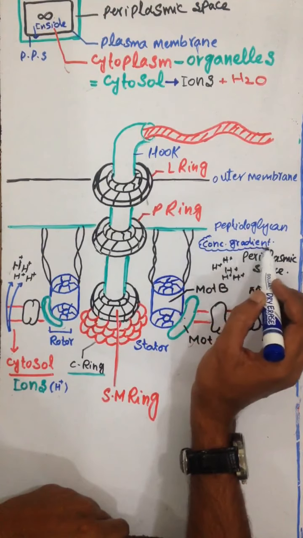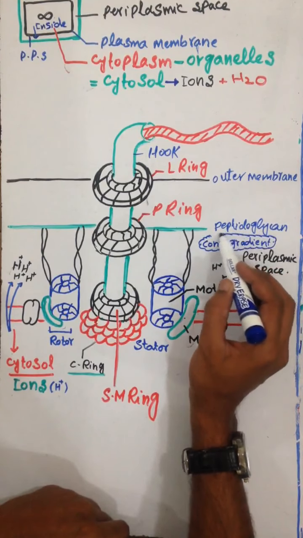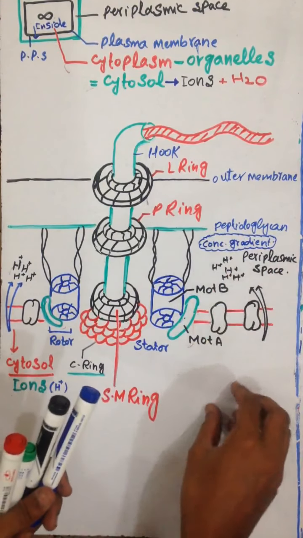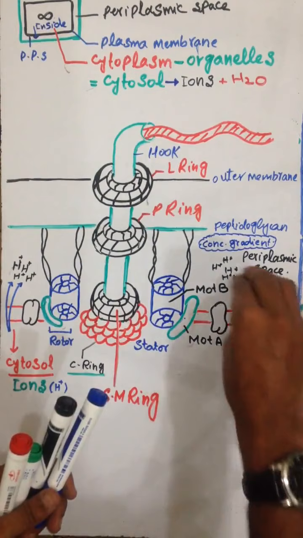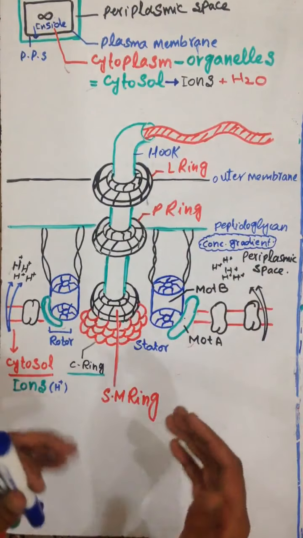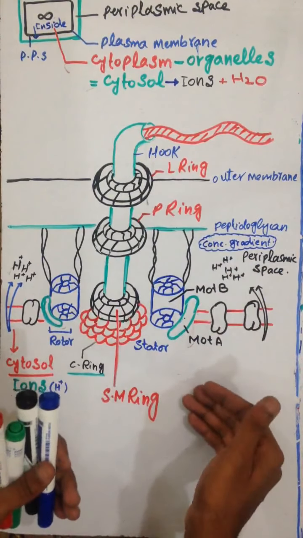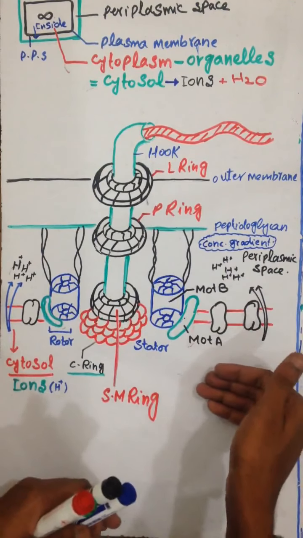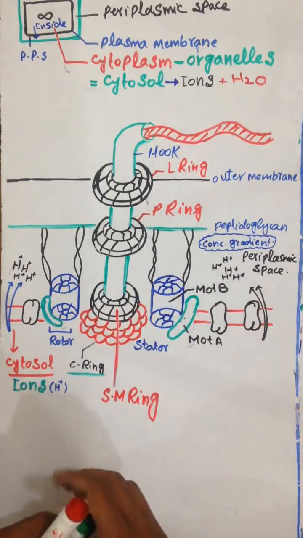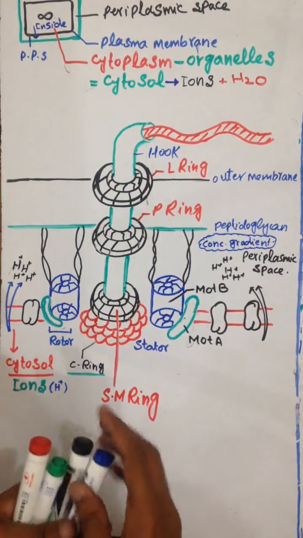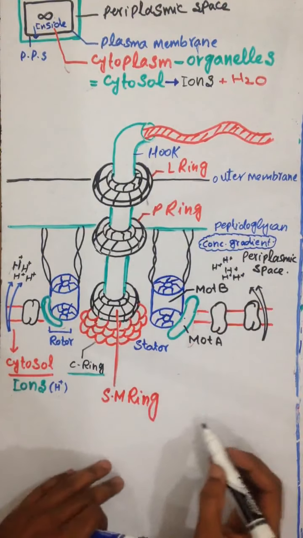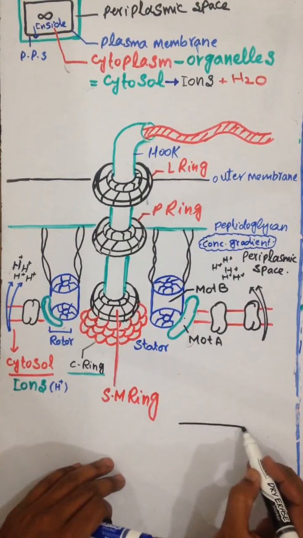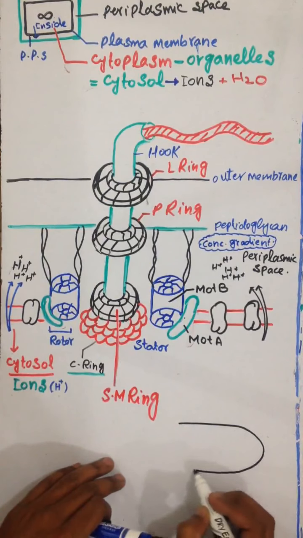Now we are going to talk about the physiology, how this motion is produced. Due to higher concentration, hydrogen ions are being pumped from cytosol to periplasmic space. Which pump is responsible for pumping hydrogen ions from the cytosol to the periplasmic space? Can you answer it? Okay, I tell you. Listen carefully. This is the plasma membrane.